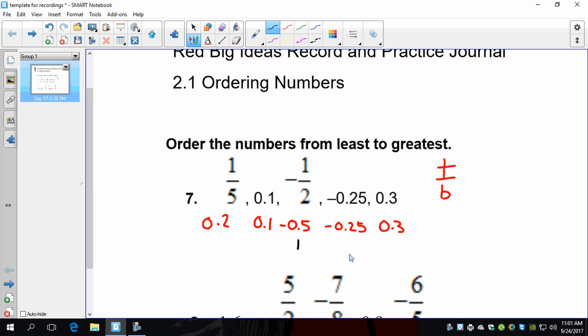Negative 0.25 would be the next one after that. Then it would be negative 0.1. I'm sorry, just 0.1, not negative 0.1, and 0.2. And then finally we would end with 0.3. So just make sure when you have a fraction, make sure you do top divided by bottom. And also if they do have negative signs, we just got to make sure we keep the numbers negative if they are telling us they are negative.